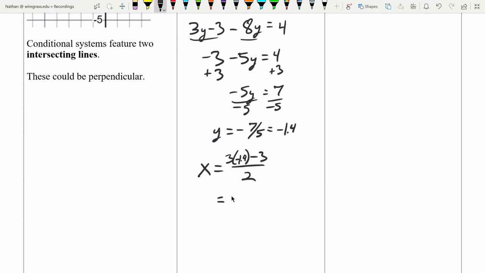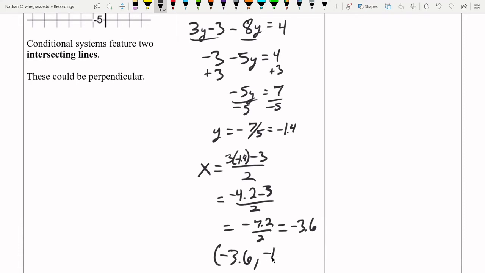3 times 1.4 is going to be 3 and 1.2, so 4.2, negative 4.2 minus 3 over 2, negative 7.2 over 2. And doing that will give us negative 3.6. So same exact point, negative 3.6 for x, negative 1.4 for y. That is our solution using substitution.